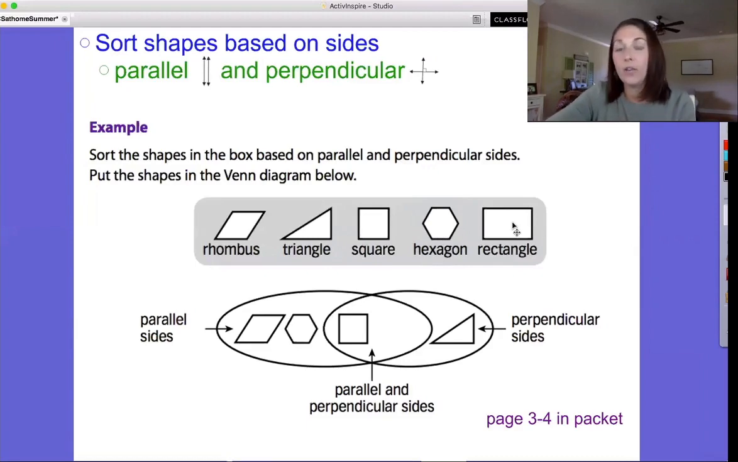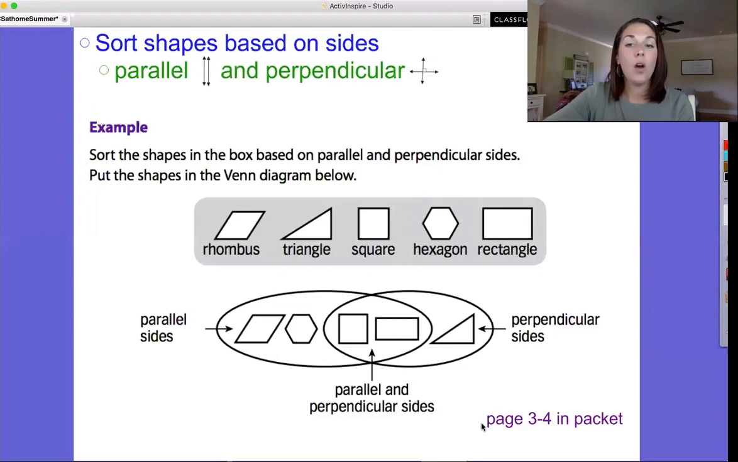Okay, and let's look at the rectangle, this last shape. And let's look first at the opposite sides. I do know from the previous slide that a rectangle has 2 sets of parallel sides, so it definitely fits here. Let's look at the corners. I see that I have 4 right angles. So when I have 4 right angles, I know that I'm going to have perpendicular sides because those sides are going to intersect exactly at 90 degrees. So I can place my rectangle into that center category of parallel and perpendicular sides.